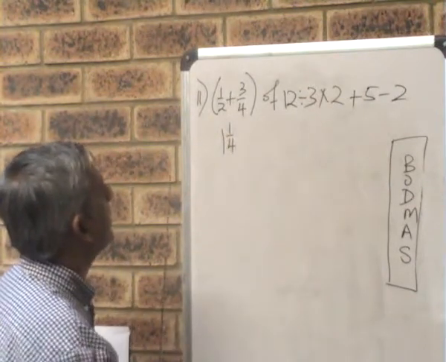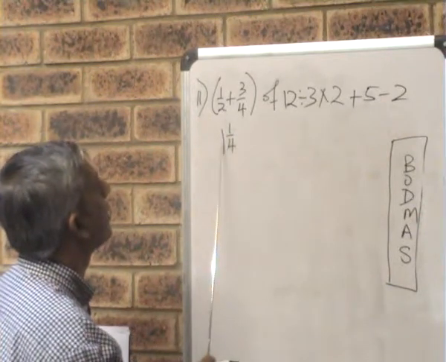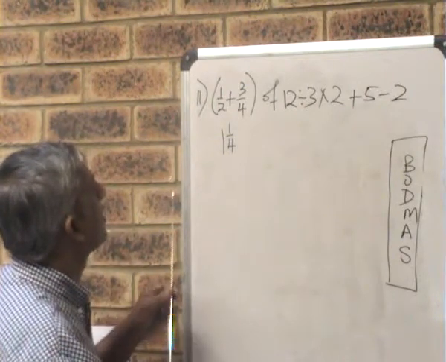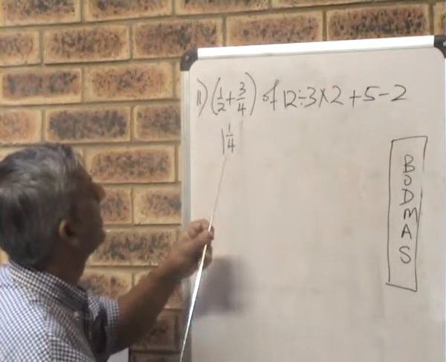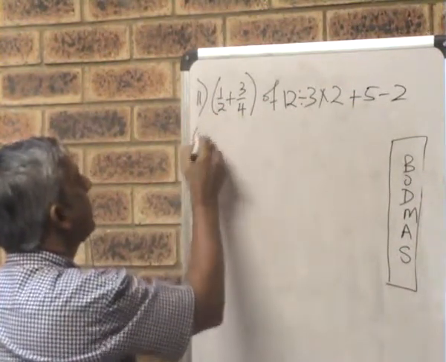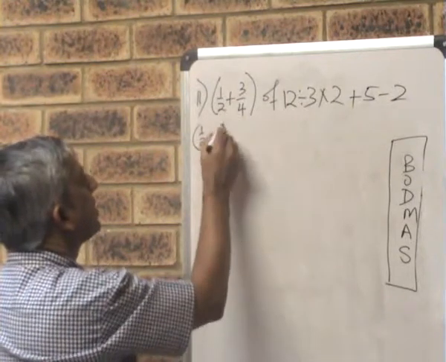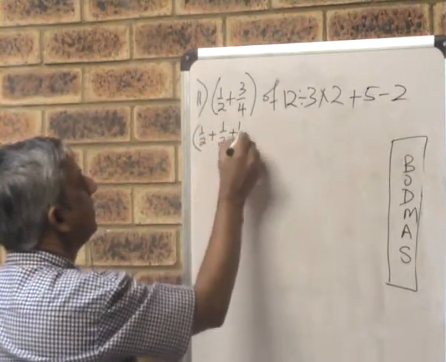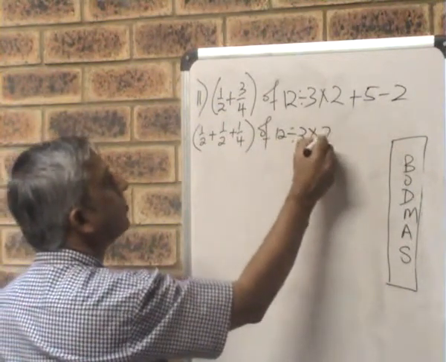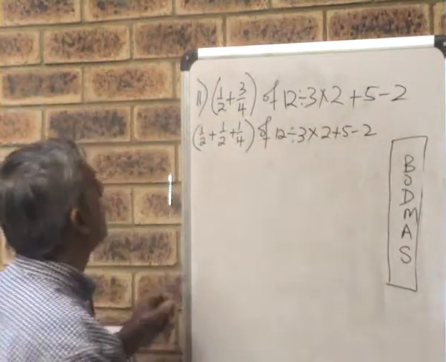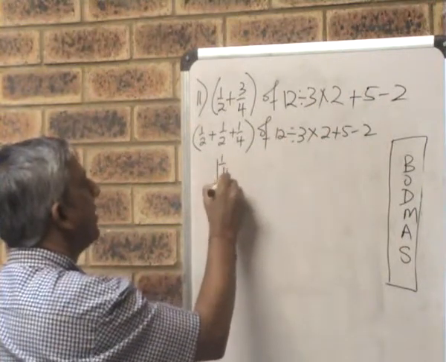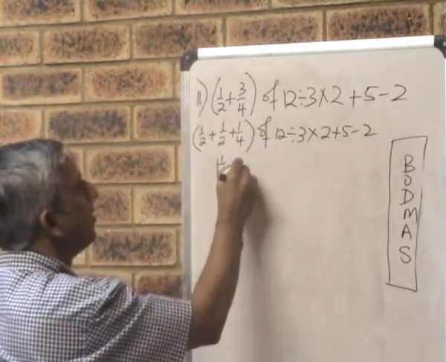Or if you like to use LCM, you can use LCM and get the answer, and you get 1 1/4 in the end. Or if you don't like to use LCM, you can think like this. That's 3 quarter. I can show you an easier way. You see, this is half. 3 quarter is really half plus quarter, in case you don't know your fractions. So half plus half is 1, 1 plus quarter is 1 1/4. So there's 1 1/4. Of means multiply.